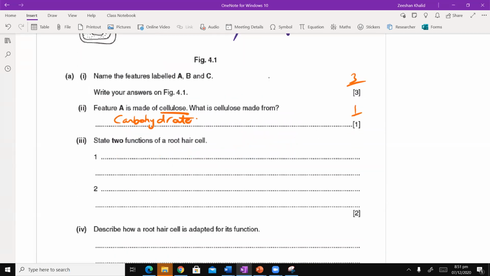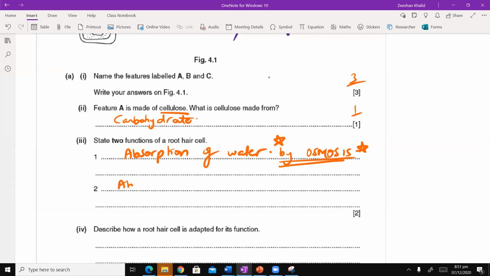State 2 functions of root hair cell. जी बच्चों, अभी आज हमने किया ये. Absorb water and mineral ions. Absorption of water. Acha, now there's one thing that you need to remember. Whenever you are talking about the functions, even if you have 2 marks and you're writing absorption of water, don't forget to write it is done by the process of osmosis. Never forget to mention this. And Niaz, do you mind if I pick and choose and ask you what's the second function of the root hair cell?